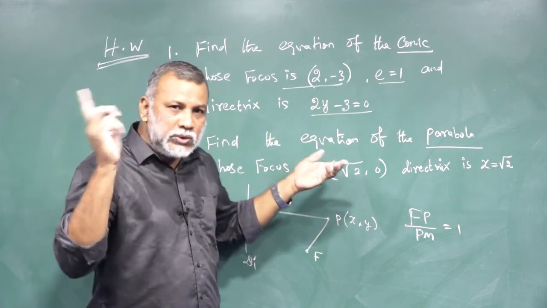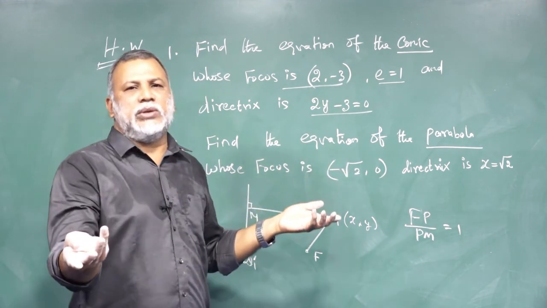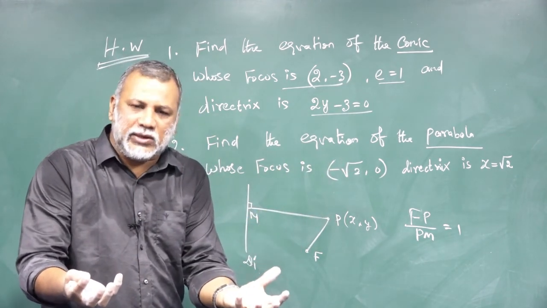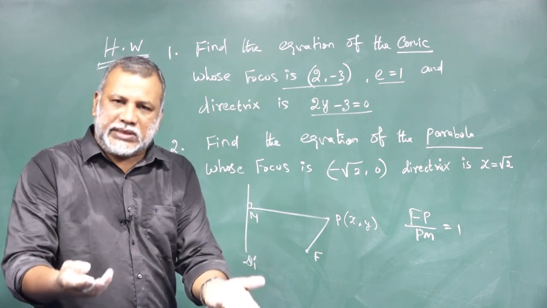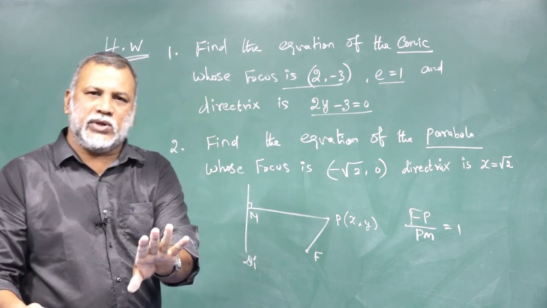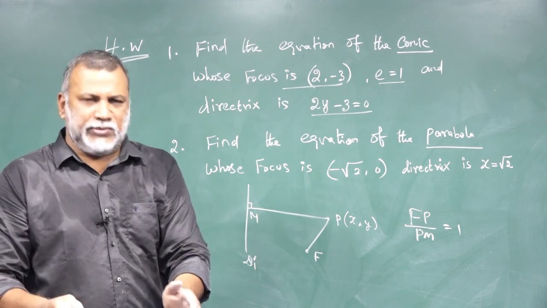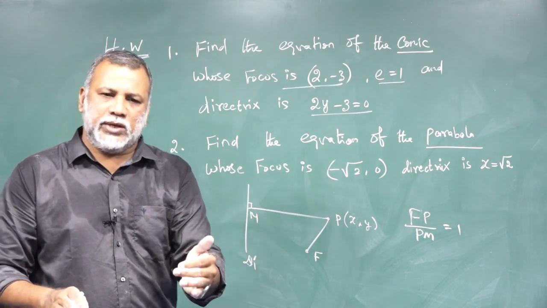Then you can use the concept. What is the concept? B squared minus 4AC. You have the answer on your hand itself. So try and verify the answer. B squared minus 4AC equal to 0. It must be a parabola only. So try also. Thank you.